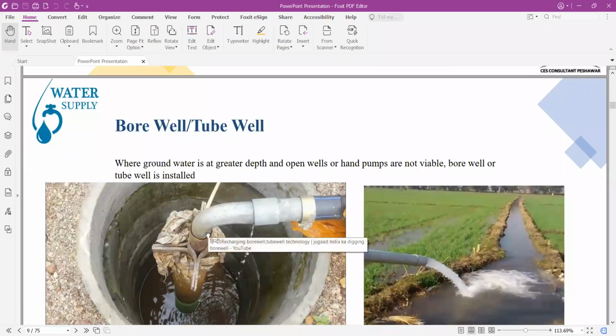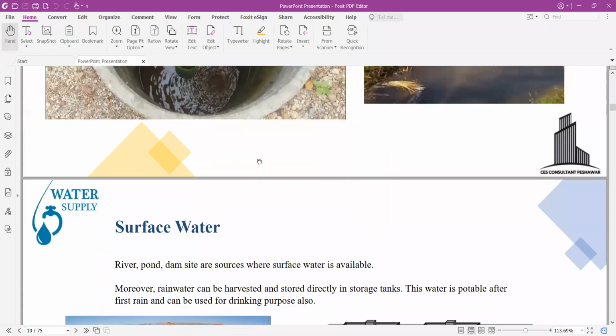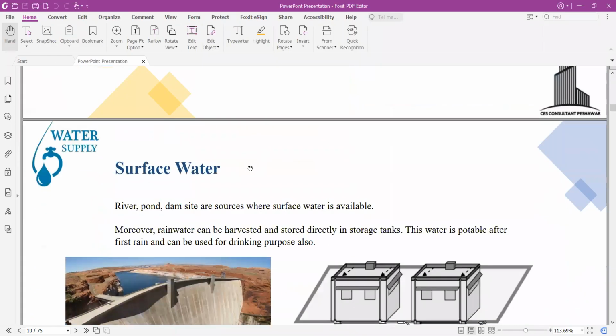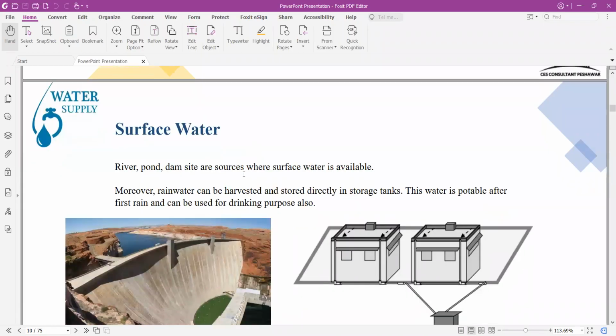The bore or tube well is also one of the sources. When open wells and hand pumps are not viable, then we use a bore well or tube well for fulfilling the demand of water. Surface water is also one of the sources of water. A river, pond, and dam site are the main surface water sources which can be used for the supply of water to any community.